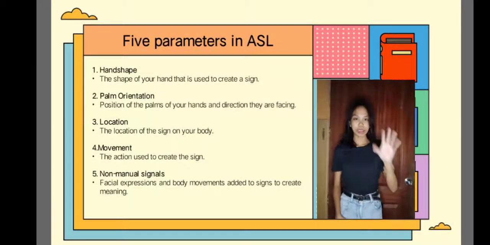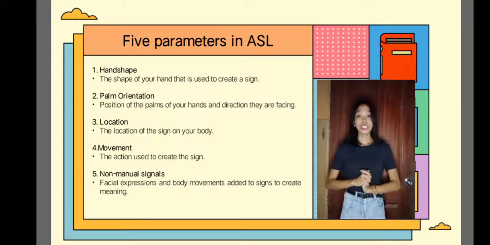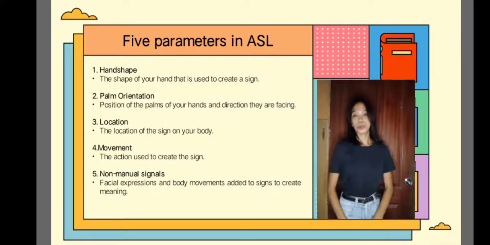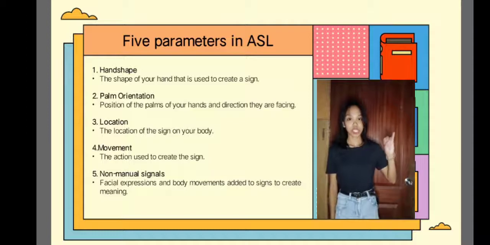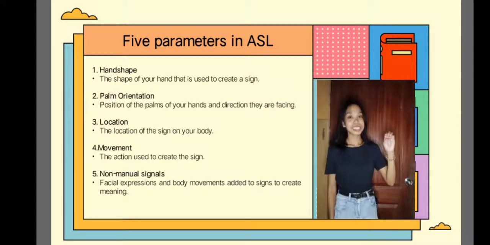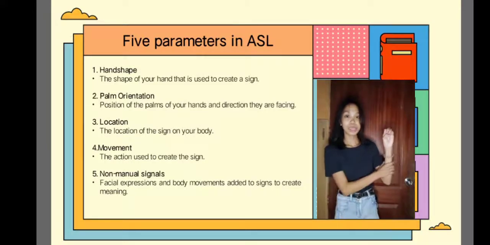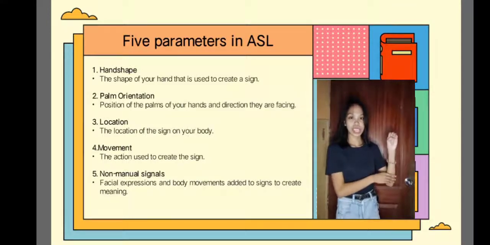Now let's proceed to the five parameters of American Sign Language. First is the hand shape. The hand shape is the shape of your hand that is used to create a sign. This is the sign for infections. This is also the sign for insurance. But this is the sign for emergency. Did you see the difference? I went from this to this. The movement is the same, the location is the same, but the only difference is the hand shape.